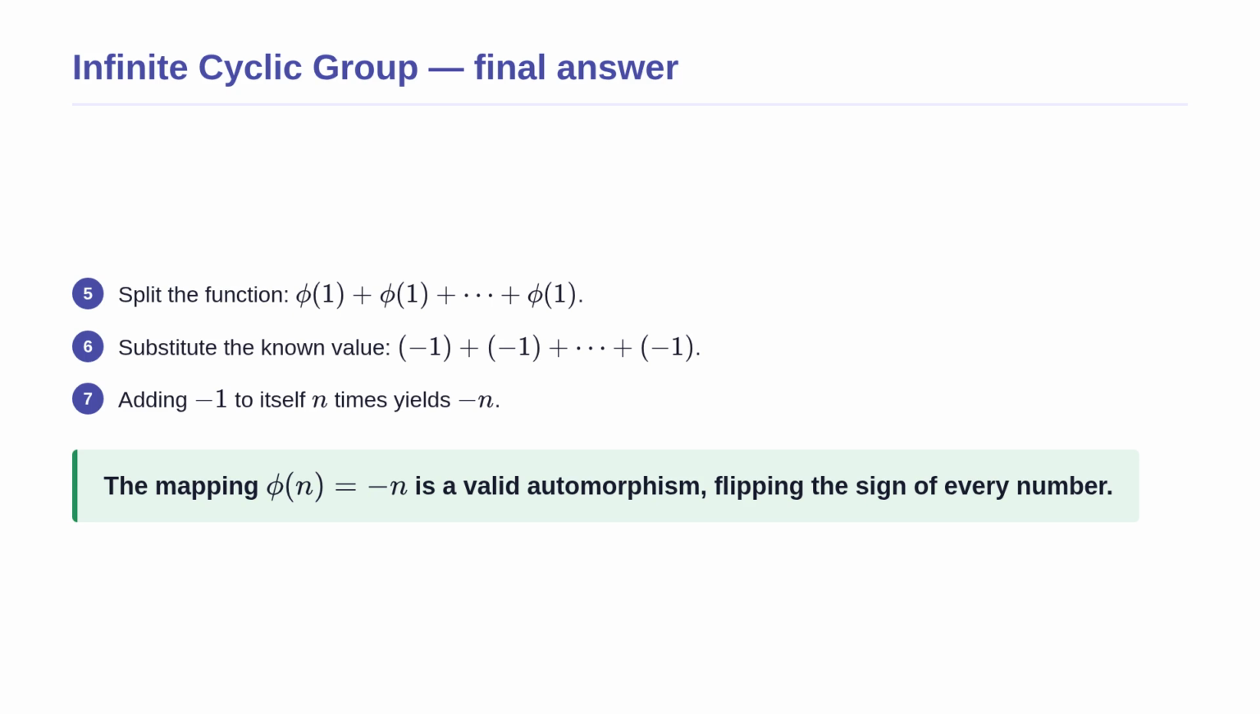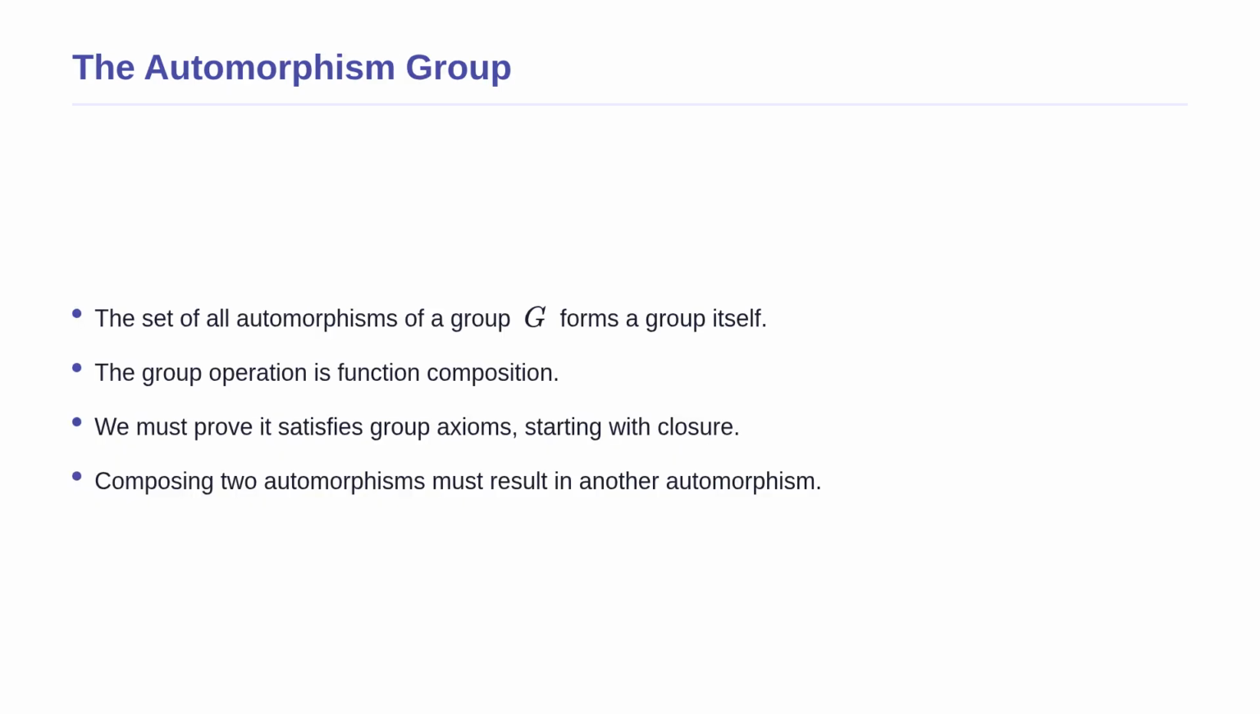Since the only other option was the identity function, we conclude that the infinite group of integers has exactly two automorphisms. We have successfully found automorphisms for specific groups. This brings us to a very important theorem in group theory. The set of all possible automorphisms of a group actually forms a group itself under the operation of function composition.